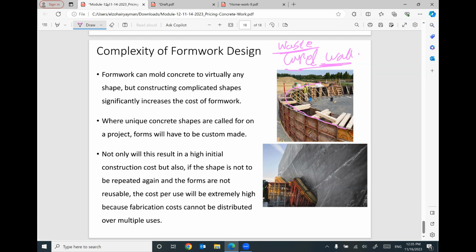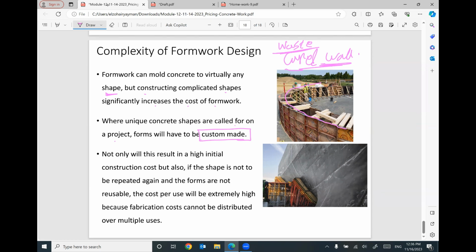Formwork can mold concrete to virtually any shape, but constructing complicated shapes significantly increases the cost of formwork and the waste of material, because we need laborers for a longer time, and maybe we need more professional labor, so more cost. Where unique concrete shapes are called for on a project, forms will have to be custom made. It's not a typical one, but it will be custom made.